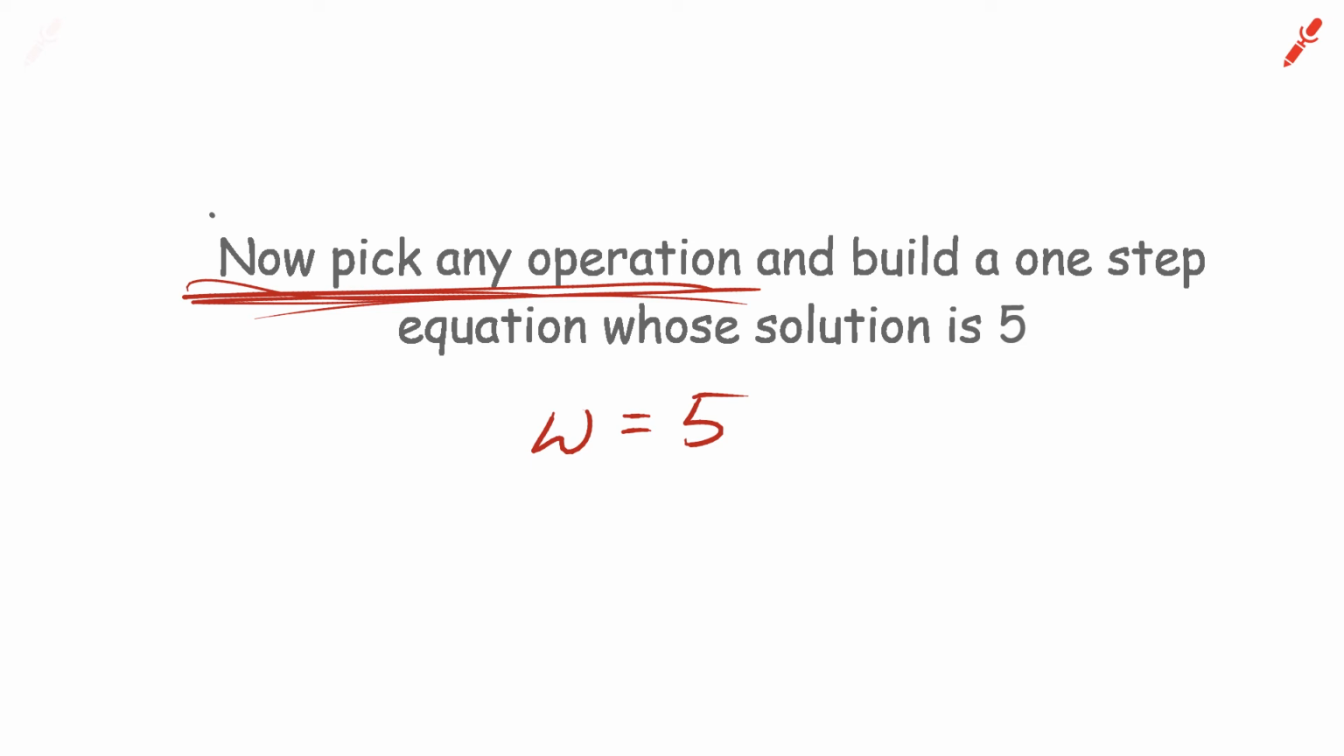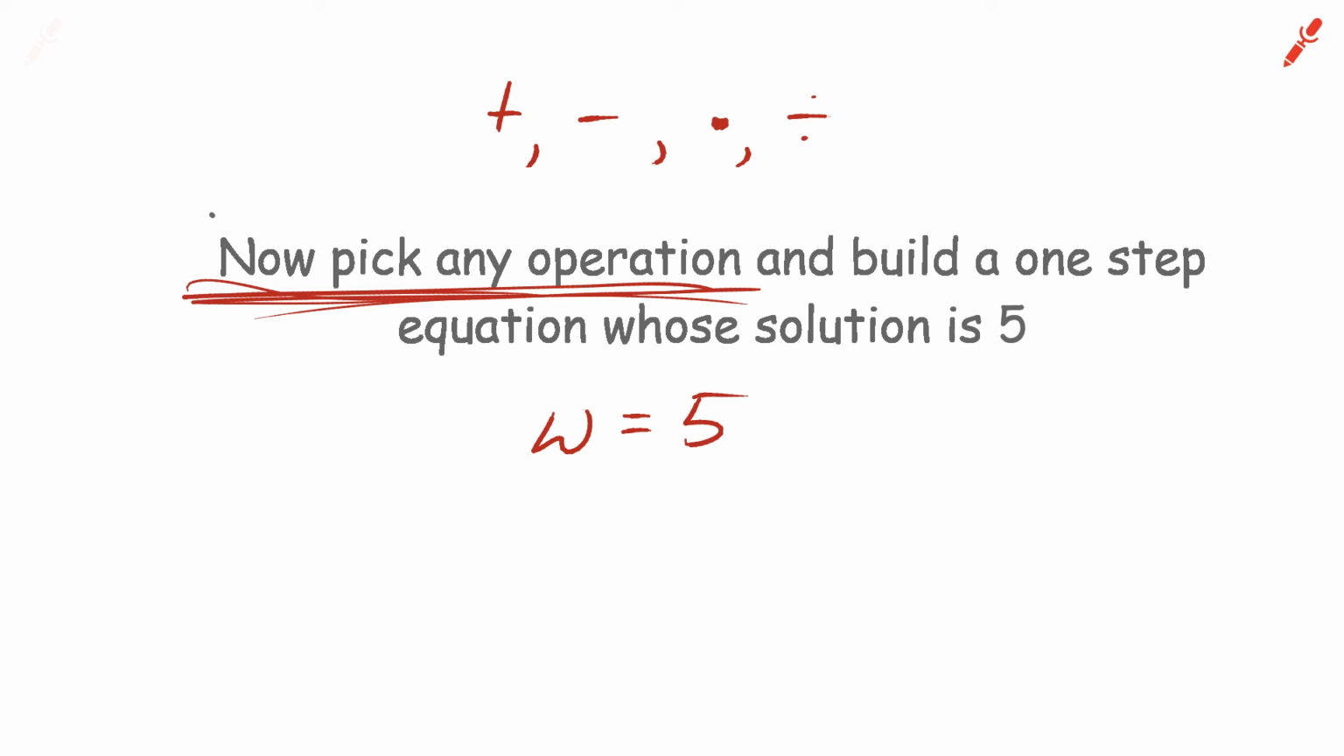It could be x, it could be y, it could be z, it could be r, it could be l, it could be p, m, n, o, q, s, t, u, v, w. I don't care what letter you pick. Some letter equals 5. I need to pick any operation. So I've got 4 possible operations: addition, subtraction, multiplication, and division. I don't care which one you pick.